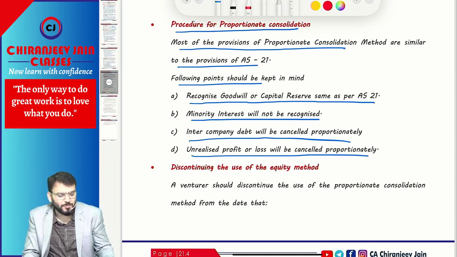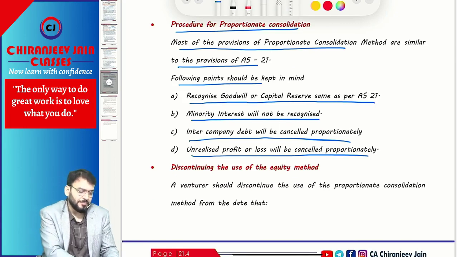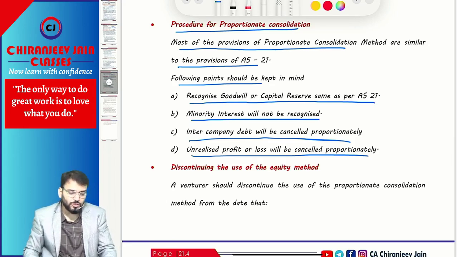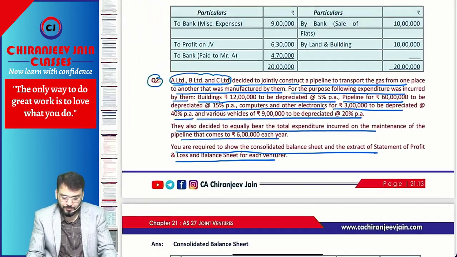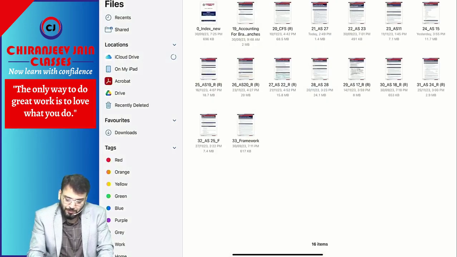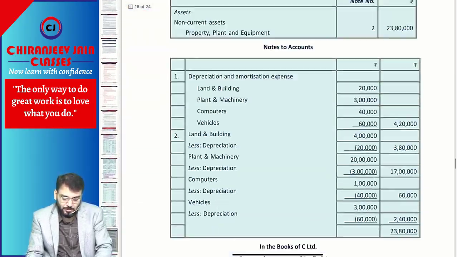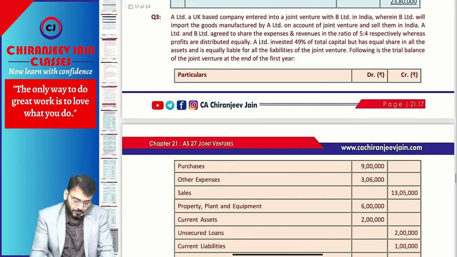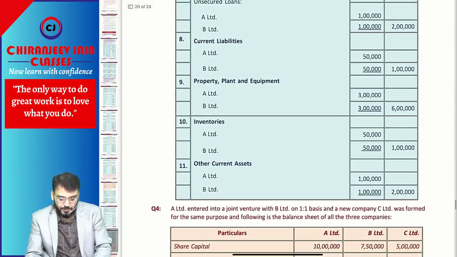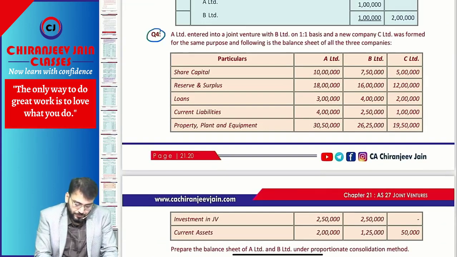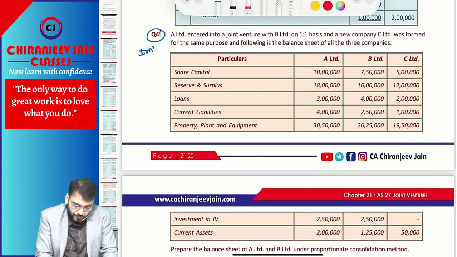Now, no good question on proportionate consolidation has been given. So I would like to take the questions given first, then we'll think about one more question. Come to question number 4. This question can be asked in the exam. From my point of view, if I were creating a question for the exam, I would ask question number 4. It is important from the exam point of view.